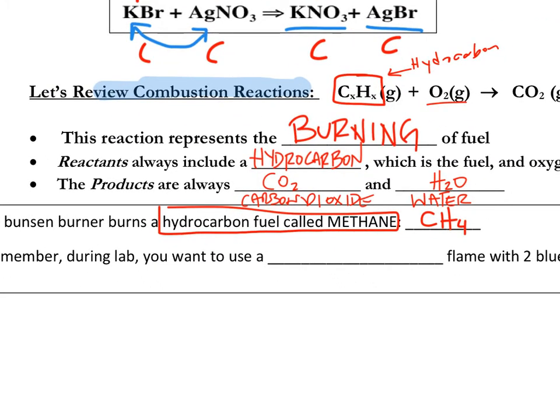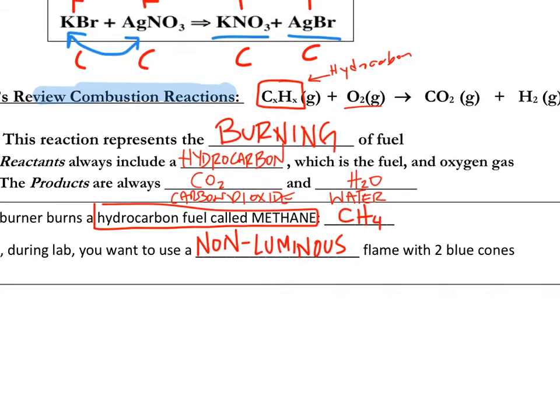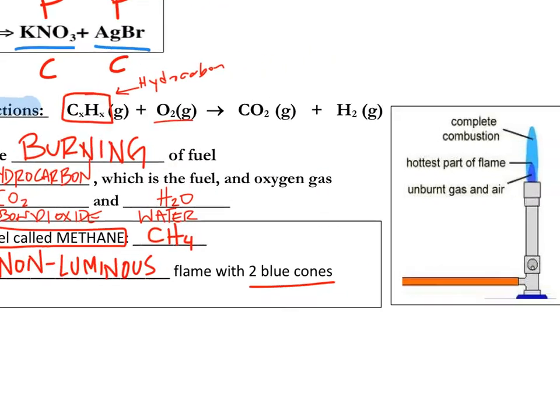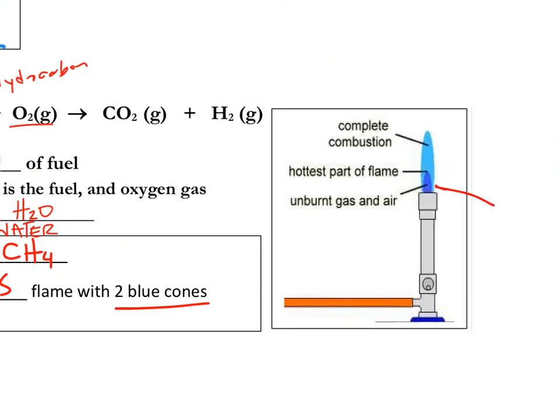When we burn our flame, we use what we call a non-luminous flame. So a non-luminous flame is a flame with two blue cones. So you want a blue cone inside of a blue cone. Okay, if you have any yellow forming, any yellow flame, that's incomplete combustion. Complete combustion forms when you have two blue cones, a non-luminous flame. Remember that the inner part of this flame is the hottest.